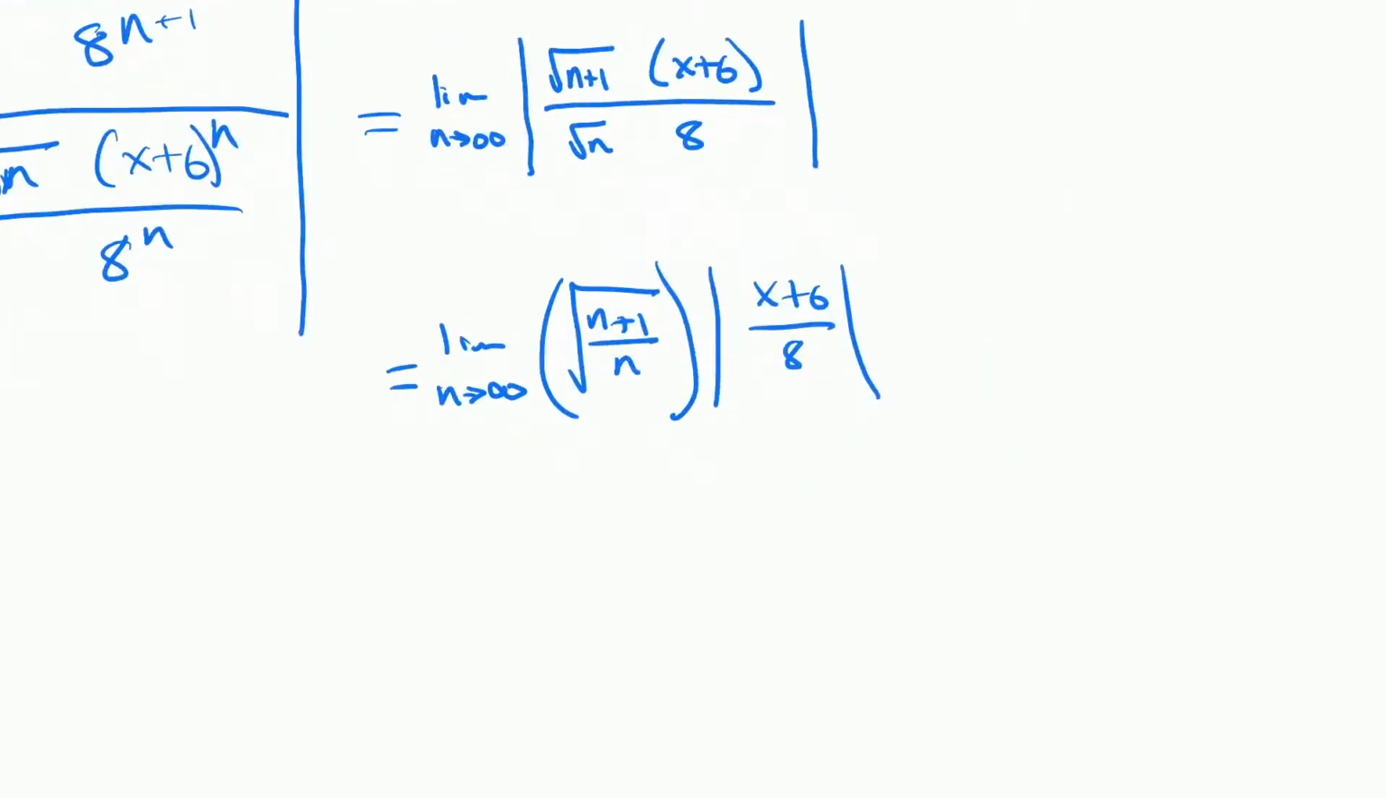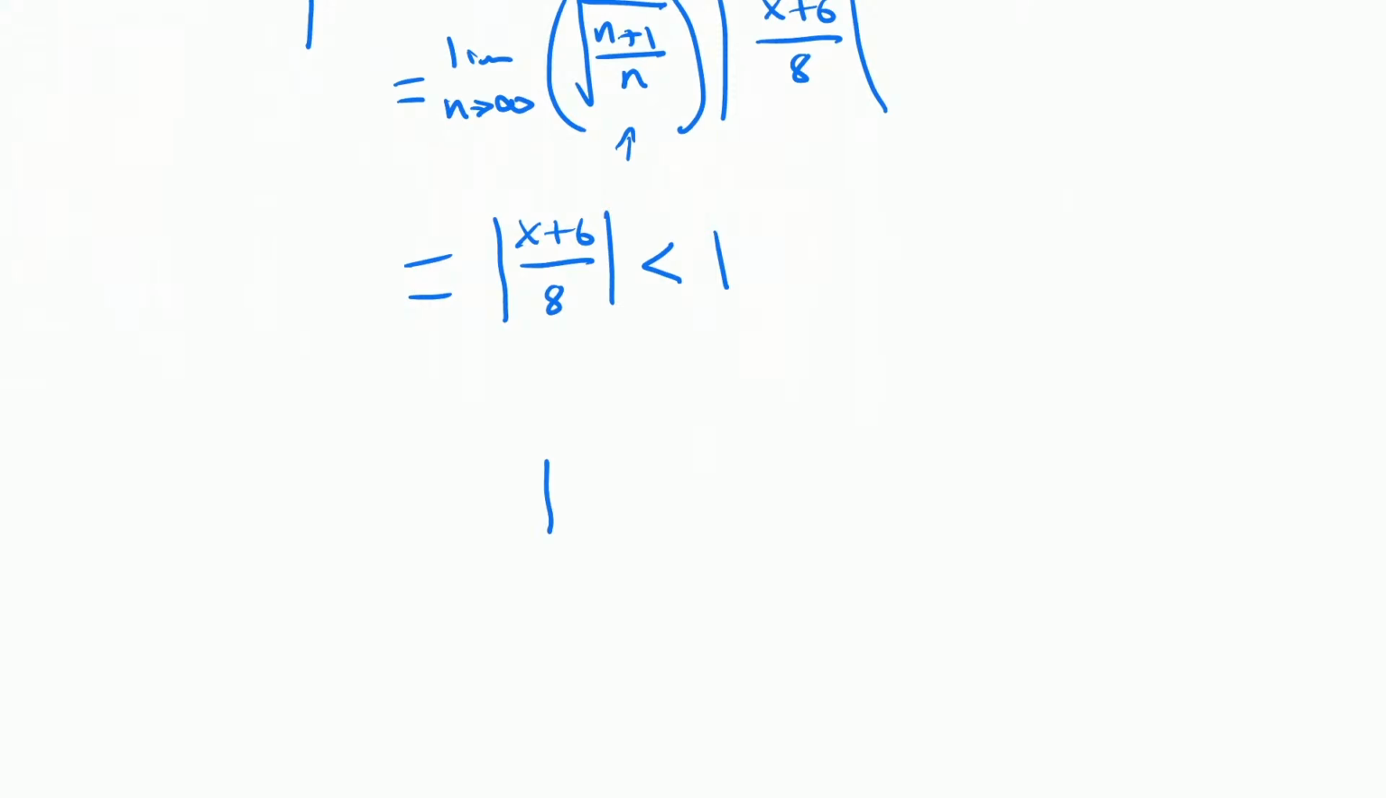Okay, so this limit, now hopefully it's pretty obvious to you that the limit is going to be 1 for this thing. That limit is 1. So we're just left with absolute value of x plus 6 over 8. And I want that to be less than 1. So let's set this up. Absolute value of x plus 6 is going to be less than 8. So multiply both sides by 8.